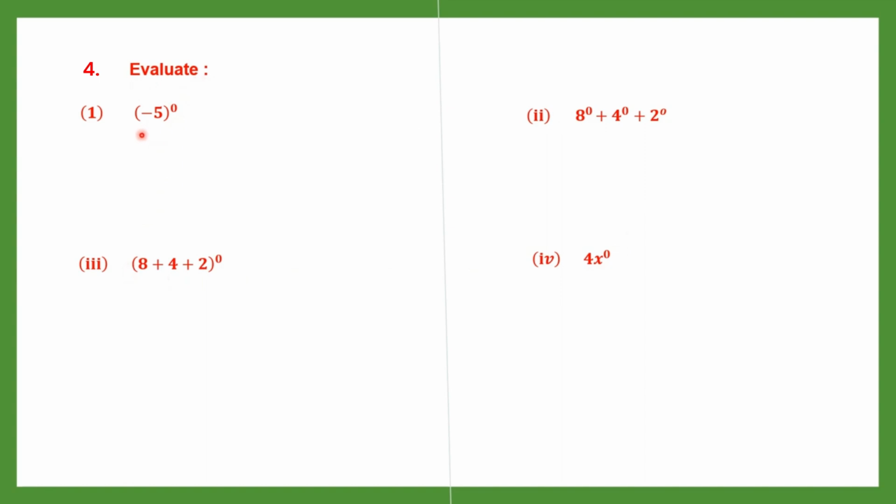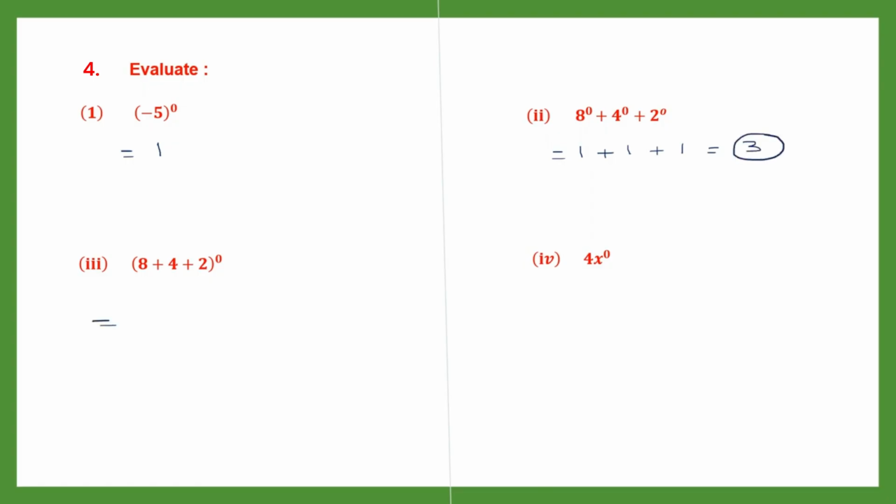Now here, minus 5 raised to the power of 0. We know that anything that is raised to the power of 0 will be equal to 1. So here the answer is 1. Similarly, second here, 8 raised to the power of 0 plus 4 raised to the power of 0 plus 2 raised to the power of 0. So first one is going to be 1, plus 4 raised to the power of 0 is 1, plus 2 raised to the power of 0 is also 1. So 1 plus 1 plus 1 is 3. The answer here is 3.